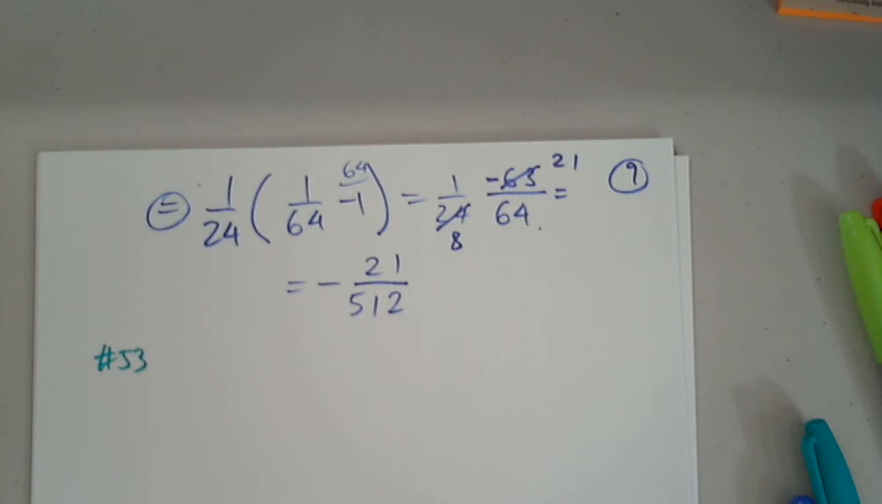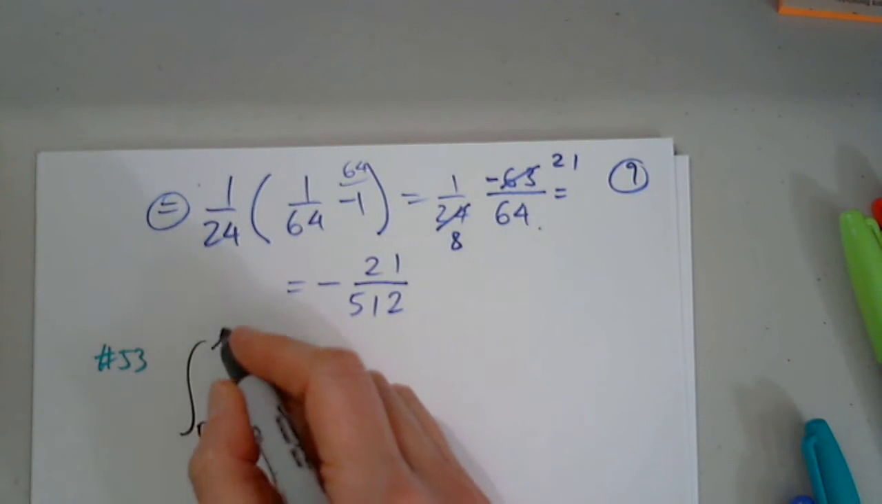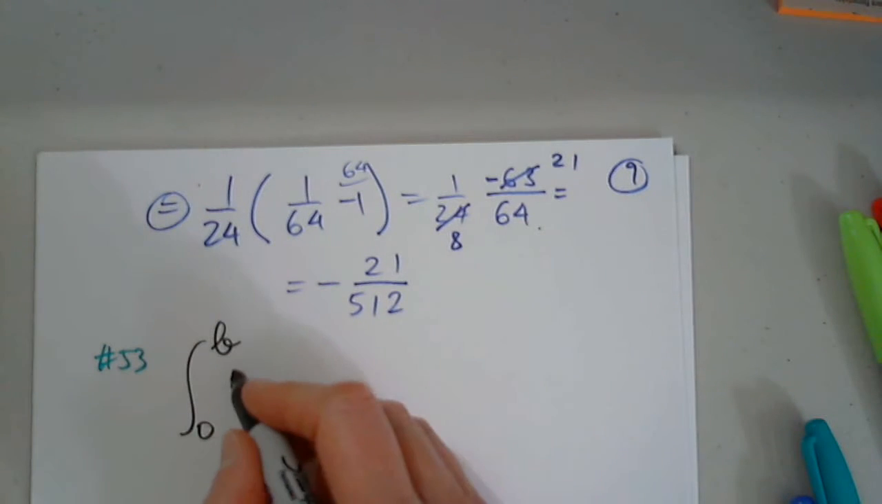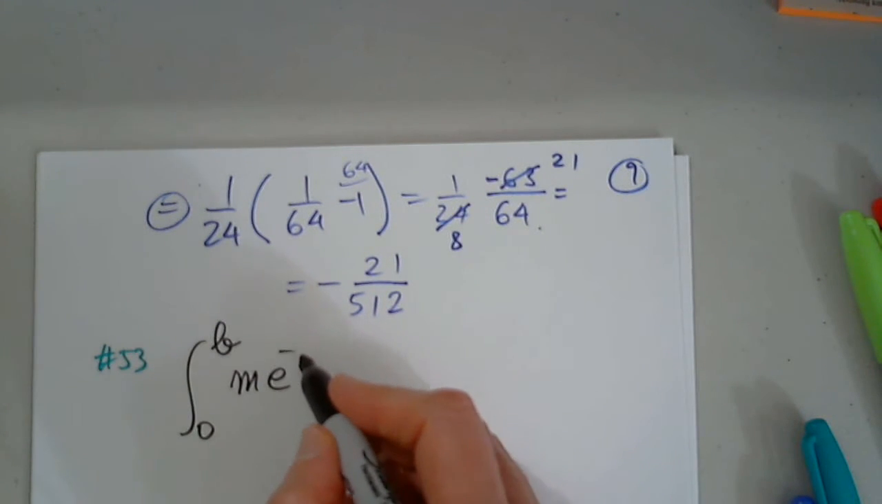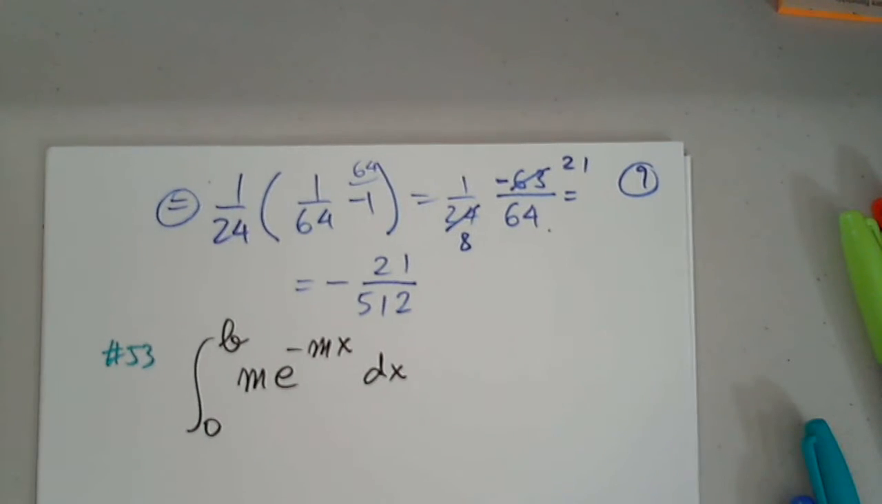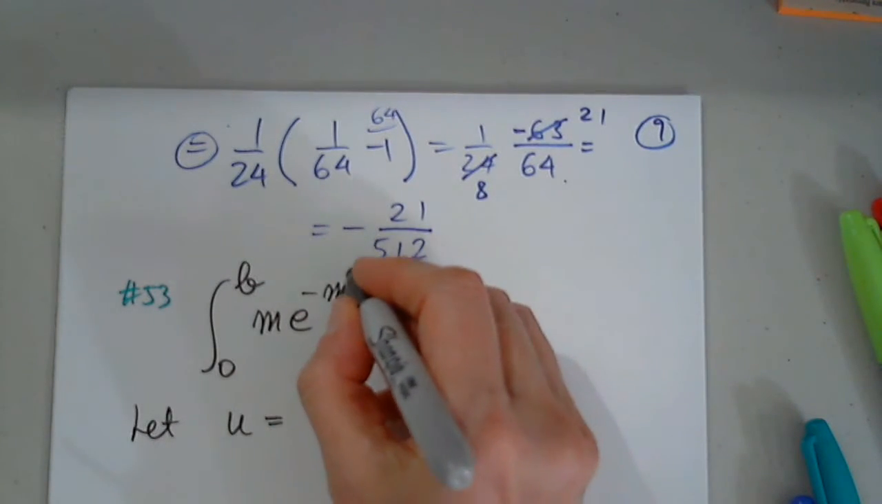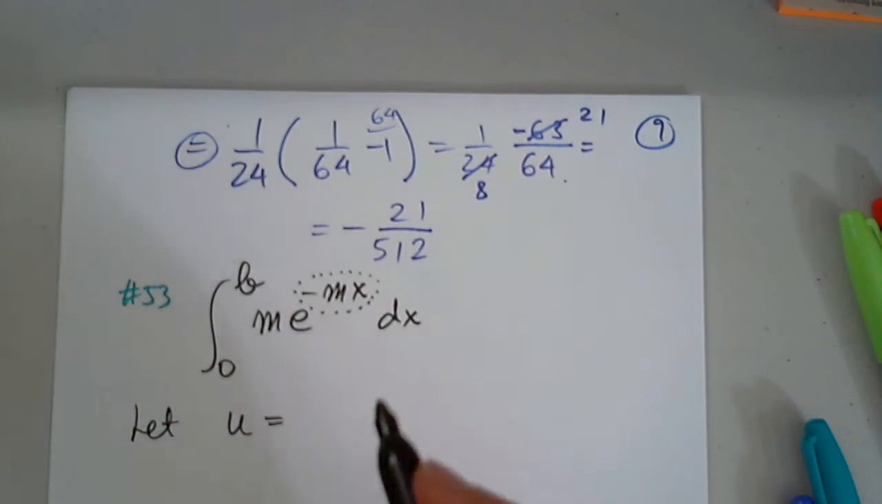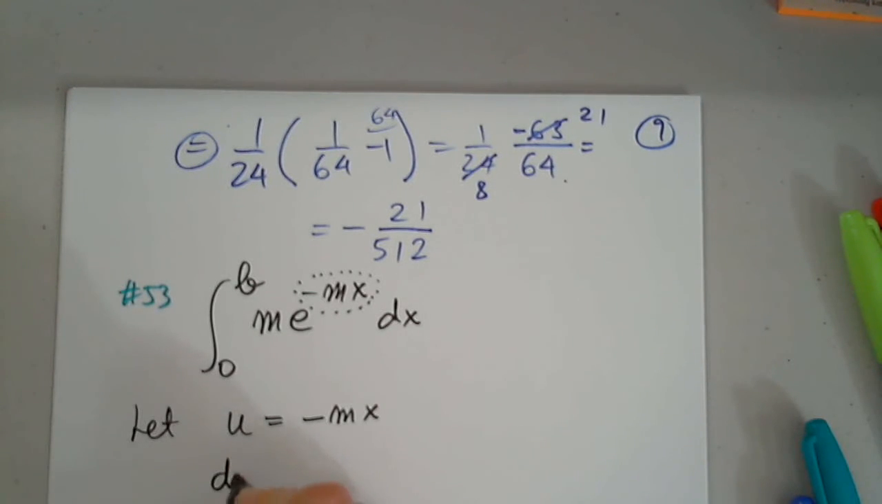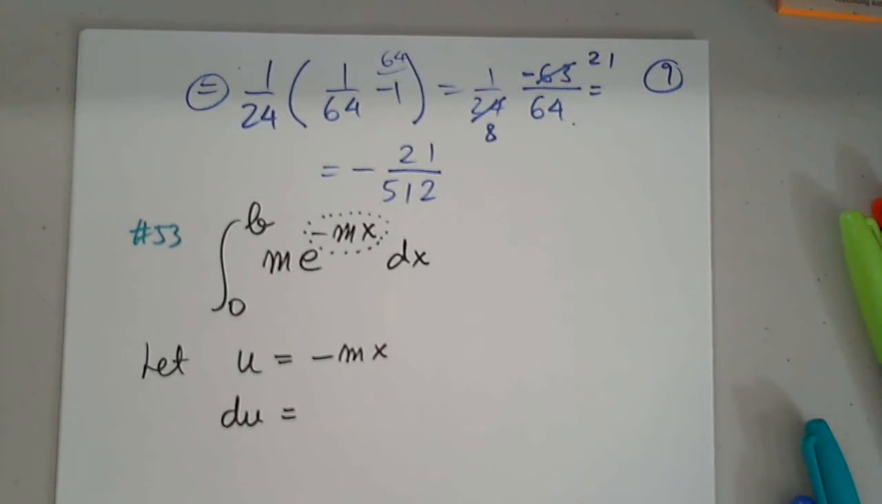Good. So let's copy 53. Very good. So this is the integral from 0 to b of m e to the negative mx dx. We're getting fancy now. That's good. So let u be... and you tell me what you would like u to be. Just this: negative mx, as long as du can be obtained and it's right there in the integral.